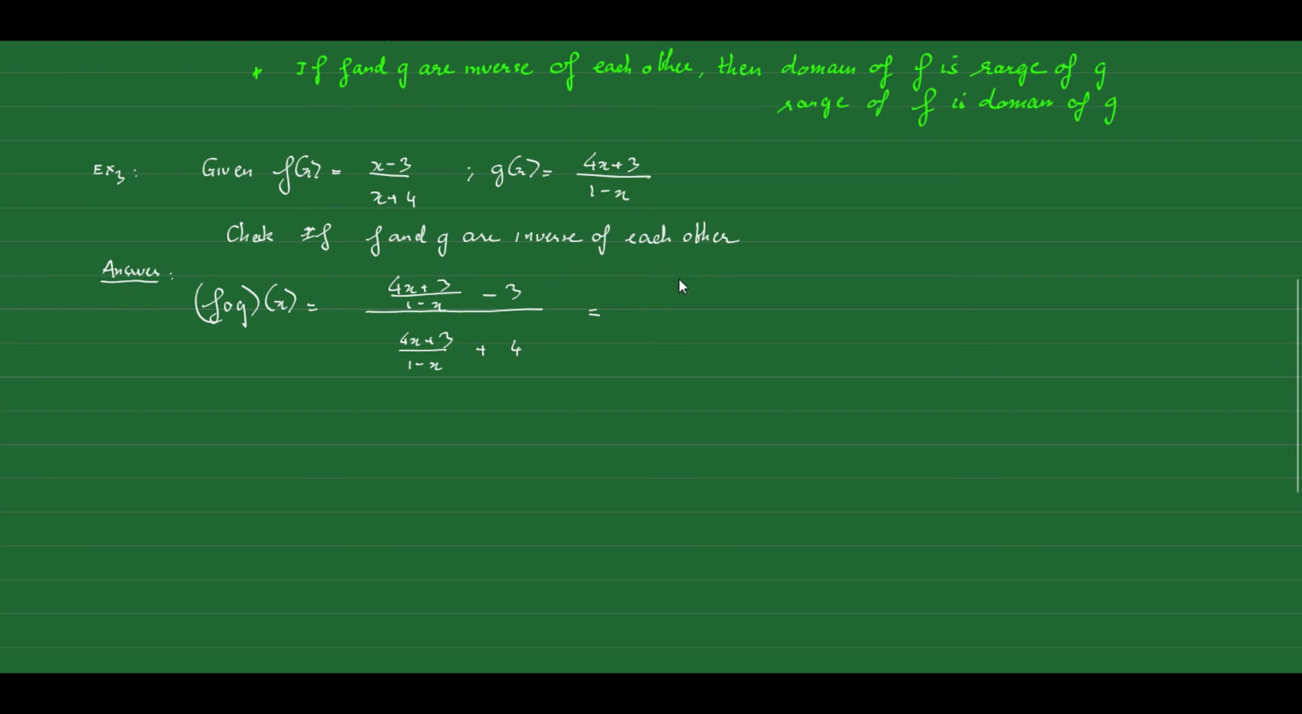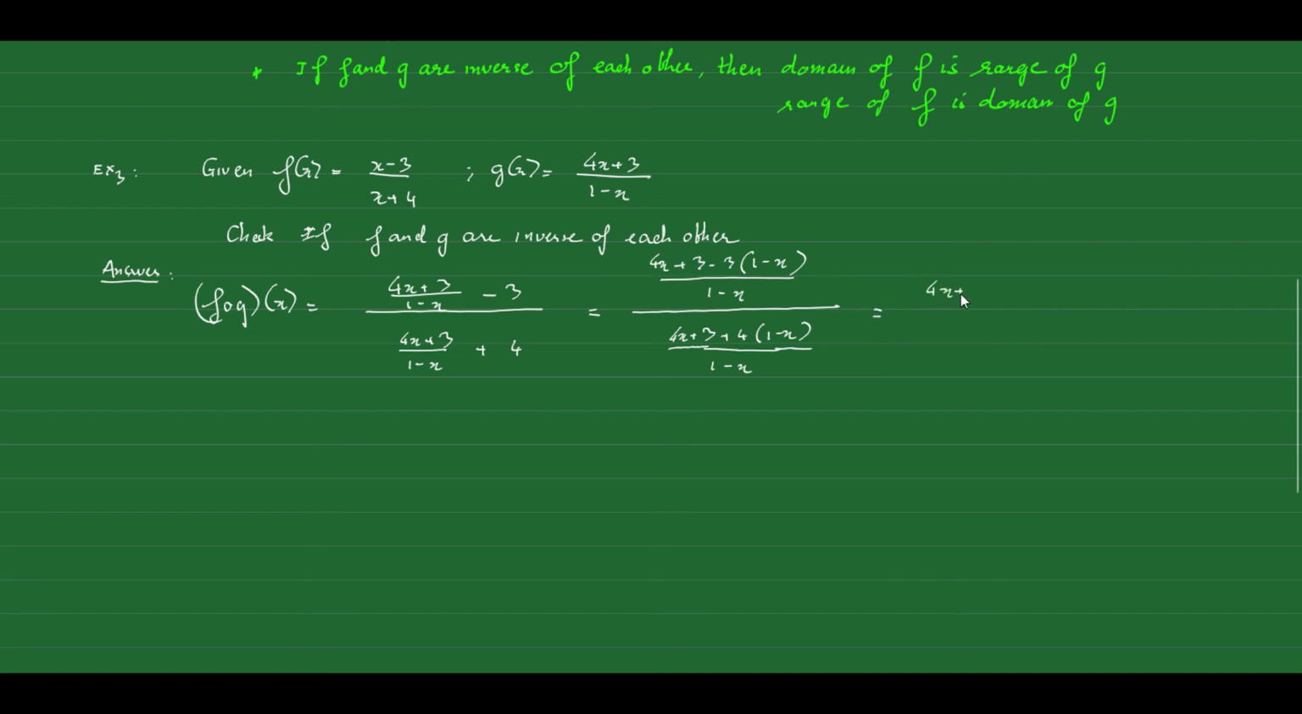So over here I have LCD 1 minus x. For the numerator, 4x plus 3 minus 3 times (1 minus x), finding the LCD. Over here I have 4x plus 3 plus 4 times (1 minus x). Keep, change, flip. Distribute it.